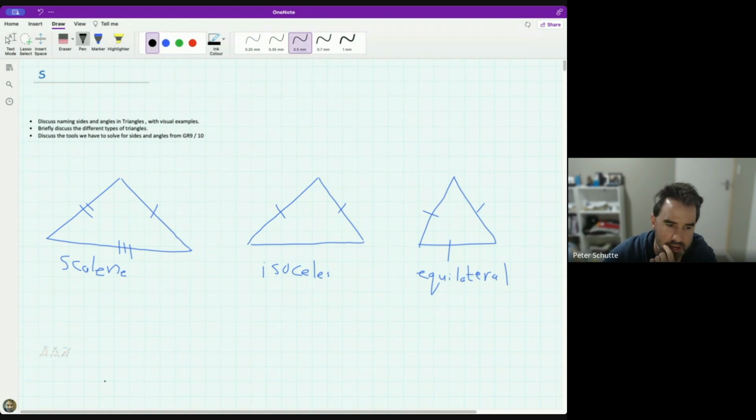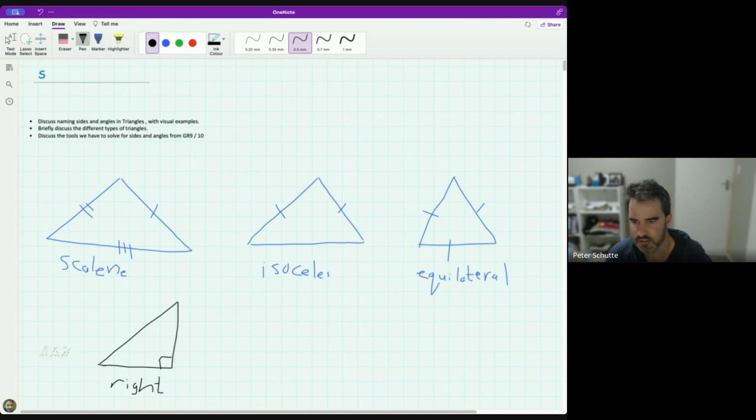So we talk about a right angle triangle. Yep, I like that. I see that in the chat. Thank you, Annalena. So a right angle triangle has a right angle in it. Sometimes we call it a right triangle. What other types of triangles do we have?